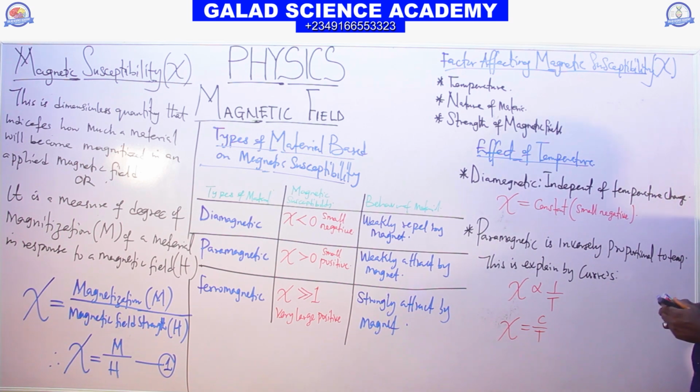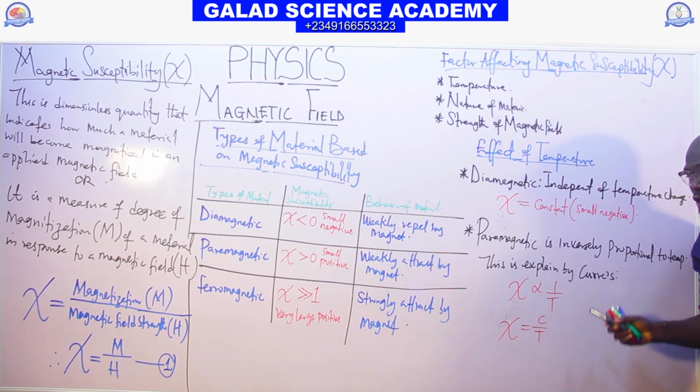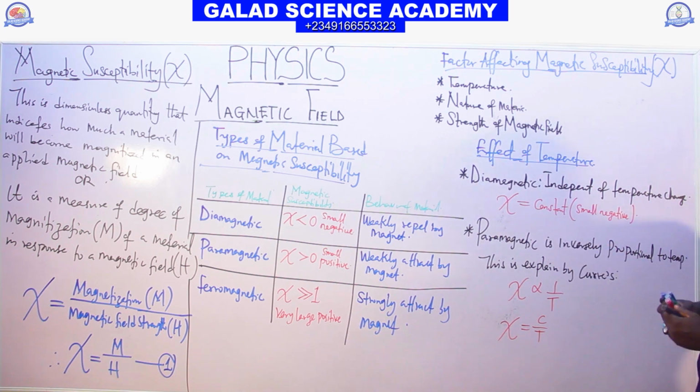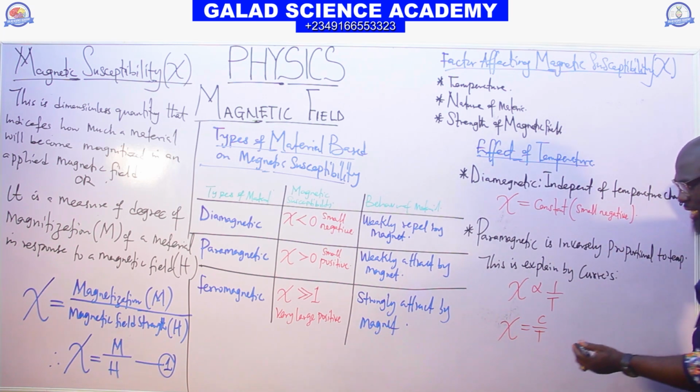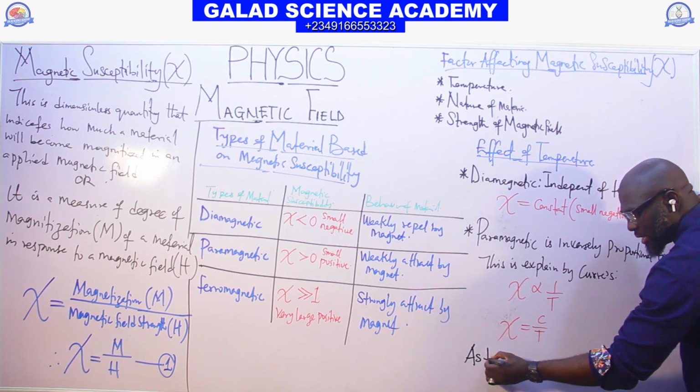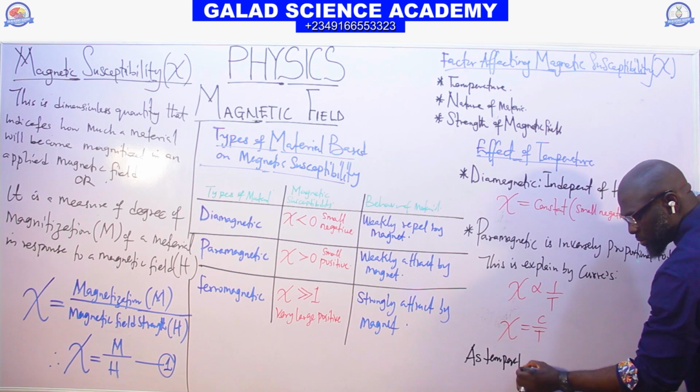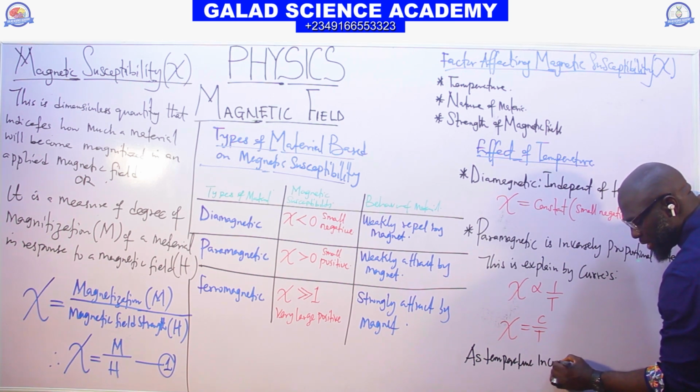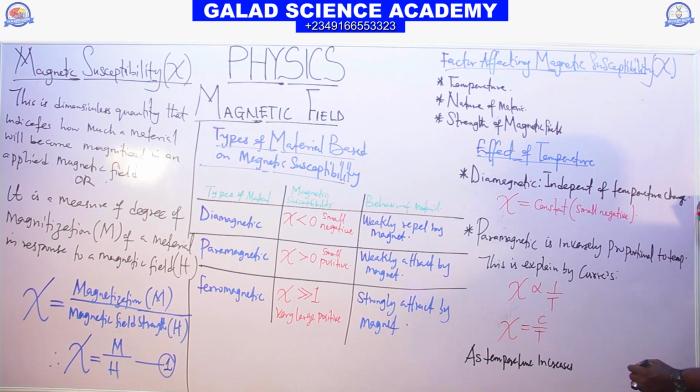From this expression, we can now say that as temperature increases, the magnetic susceptibility of a paramagnetic element decreases.